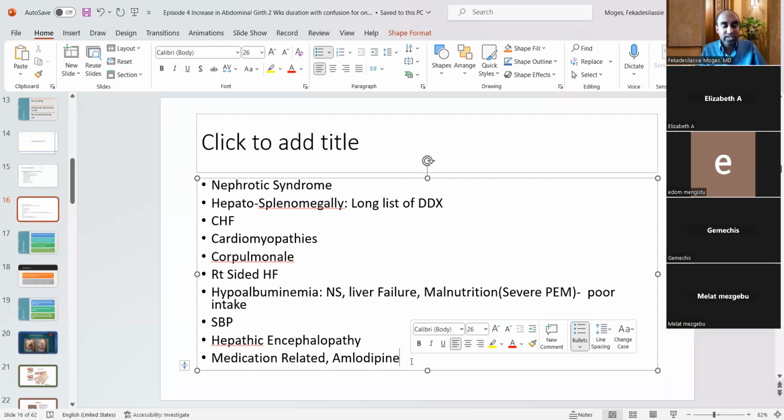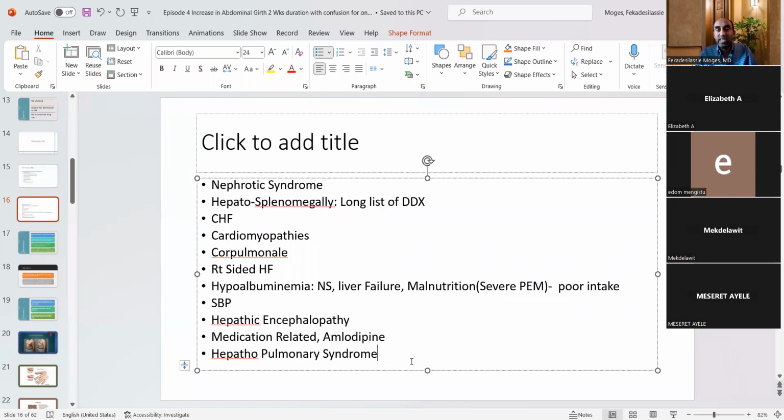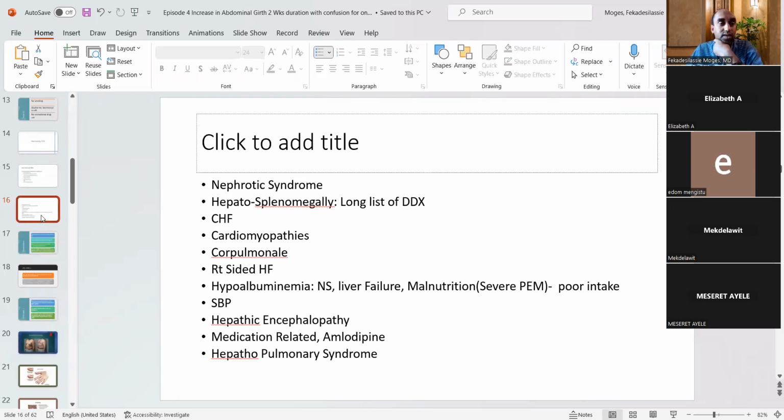Excellent. So in our differential diagnosis, we got one: hepatopulmonary syndrome. So you have the history and the physical examination finding to support considering hepatopulmonary syndrome. You got it? Okay, good. Very good. Beautiful. Okay, go ahead.